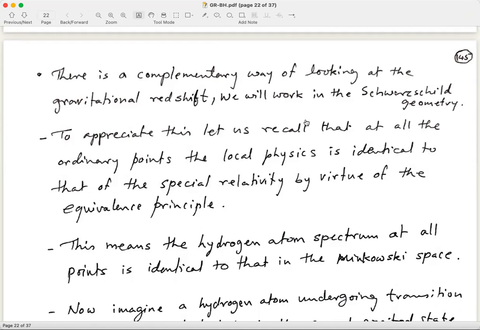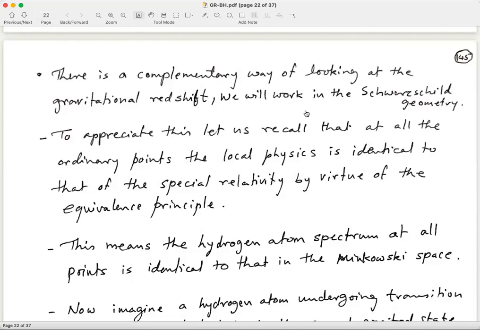So therefore, at any ordinary point in the Schwarzschild geometry, if you want to study, say, the hydrogen atom spectrum, then it would look the same. By that I mean that the ground state energy would be minus 13.6 electron volt, and the spectrum would depend on the principal quantum number, as it would be proportional to 1 over n squared, where n is the principal quantum number.